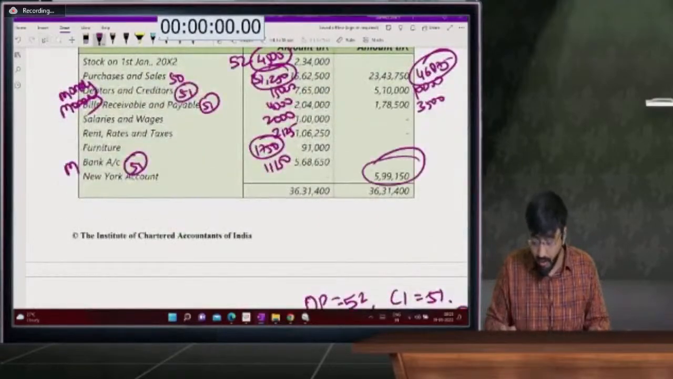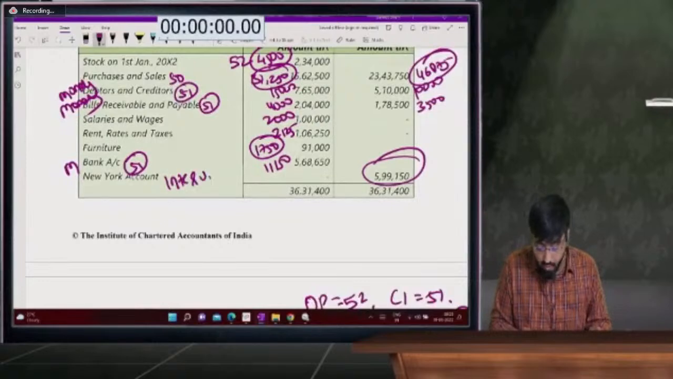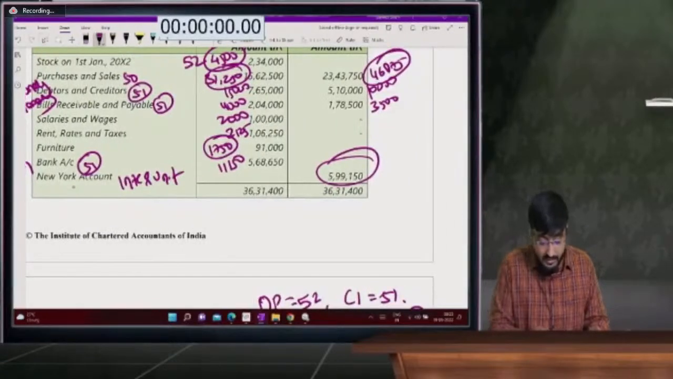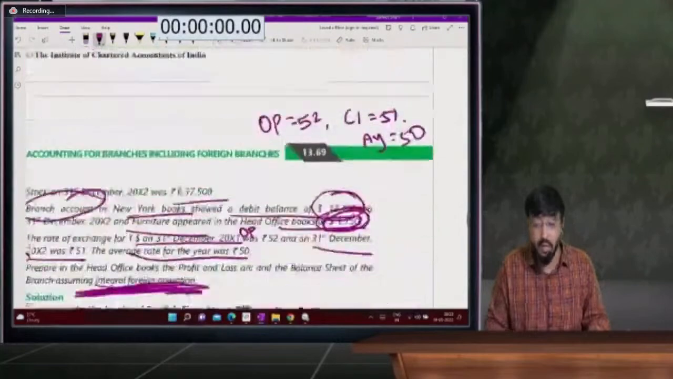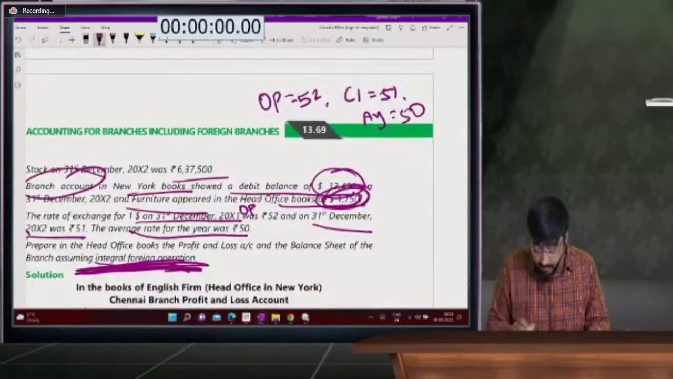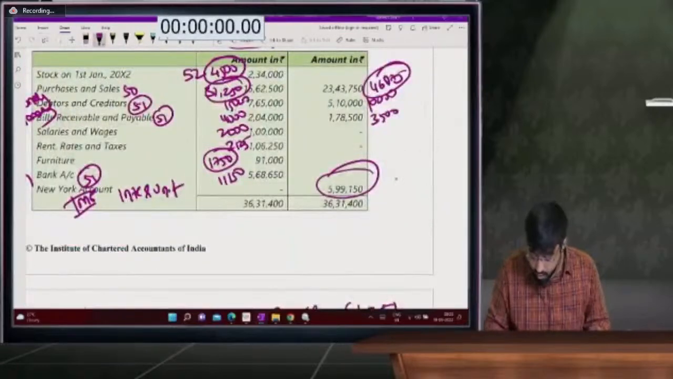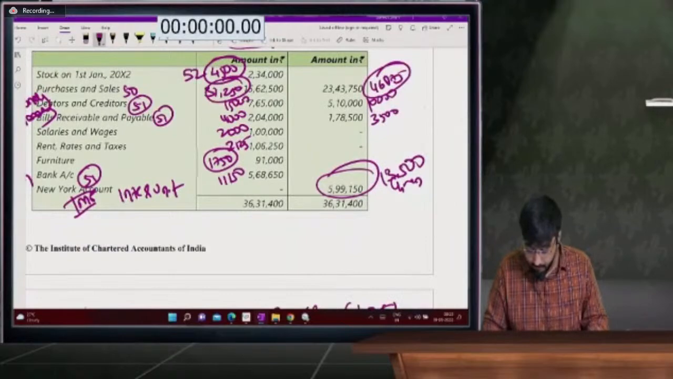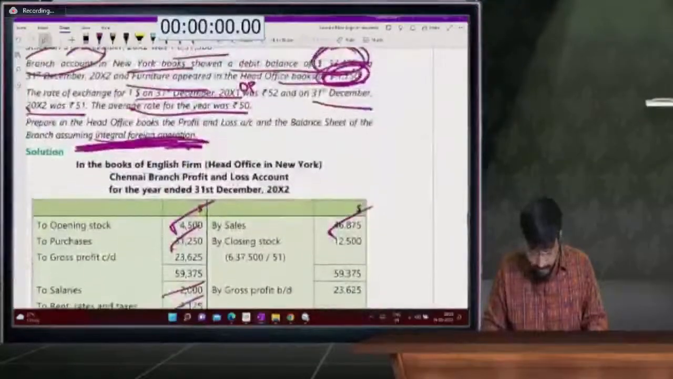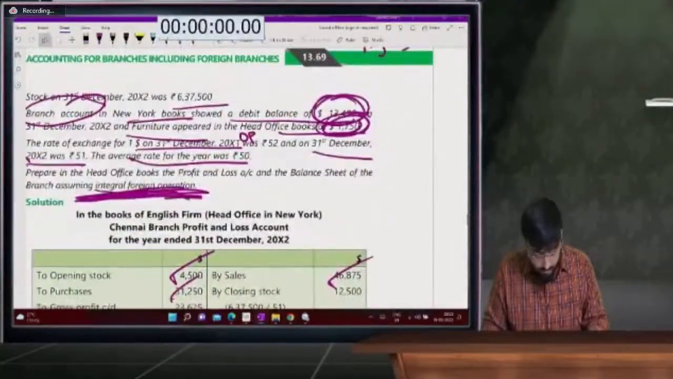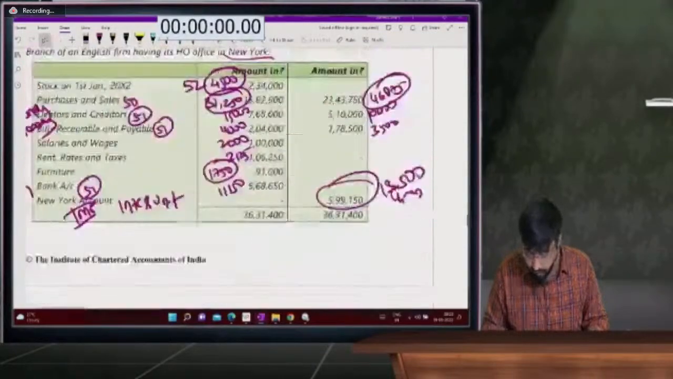And New York account, now inter unit. This is inter unit. So in head office books, now this is in beta. New York account in head office books is showing a debit balance. Debit balance you have given here 13,400 is given. So computer and furniture is given 13,500. Yes, 13,400. Sorry, 13,400.